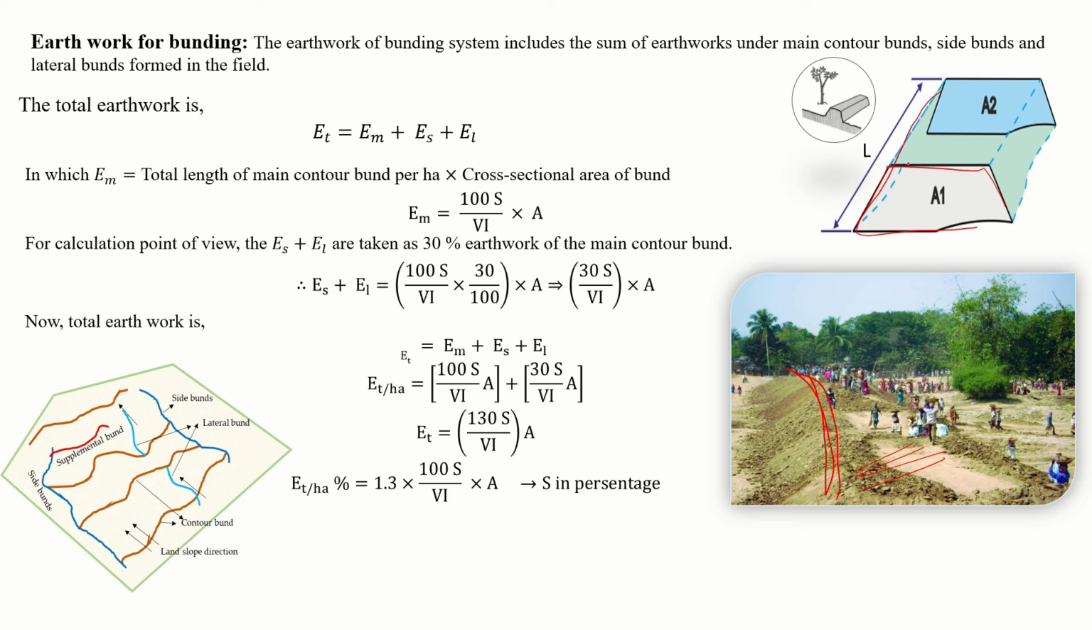The area, you know, is in an inverted trapezoidal shape, so the area is top width plus bottom width by 2 into height. That is the area of this bund. Then you multiply the area with the total length, and that gives you the volume of earthwork. The volume of earthwork of your bunding system includes the sum of earthwork under the main contour bund, that is your main bund.